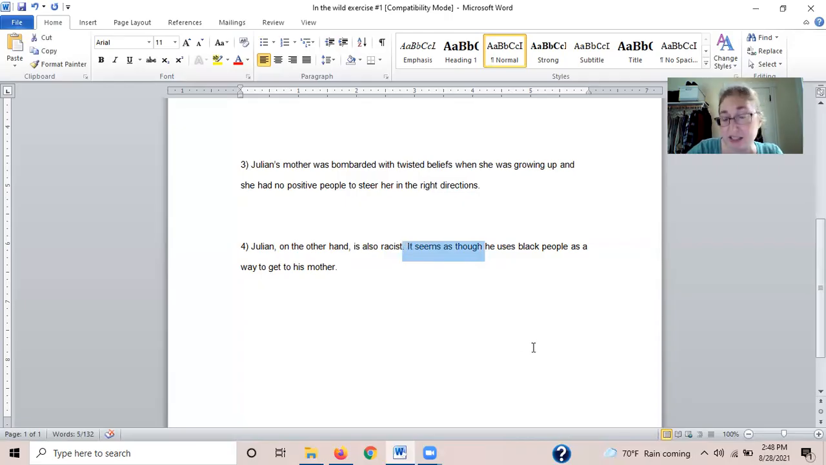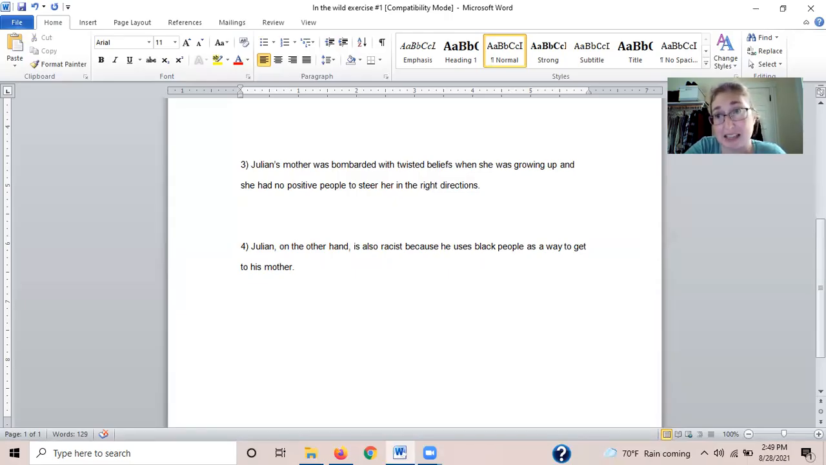Instead, what I'd rather see, instead of this, first of all, he uses Black people as a way to get to his mother. That is going to be someone's argument for why he's racist. Remember? So instead of it seems as though, that's weak writing. Cut it. And we're going to replace it with because. Julian, on the other hand, is also racist because he uses Black people as a way to get to his mother. Here we go. Now we're doing better. Much, much better. All right, look at what I have now. Julian, on the other hand, is also racist because he uses Black people as a way to get to his mother. Fantastic. That's a good interpretive statement.